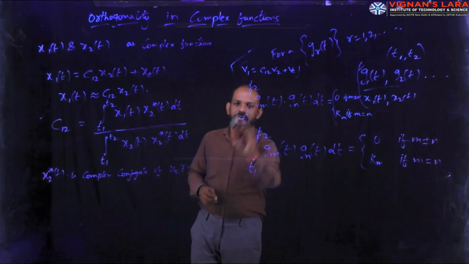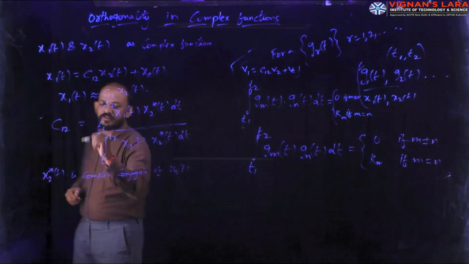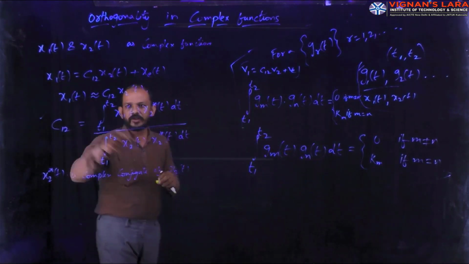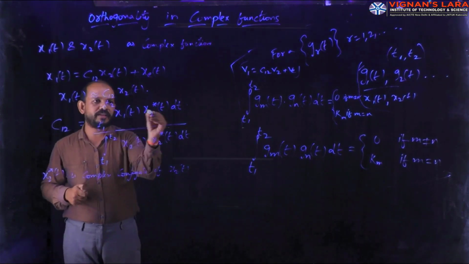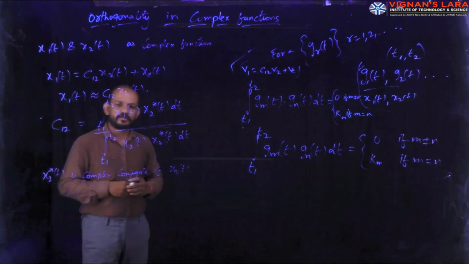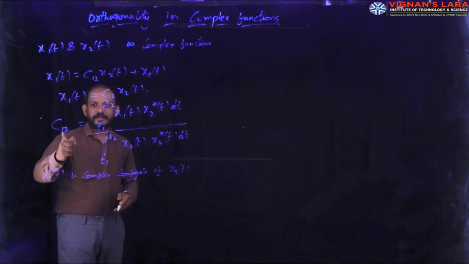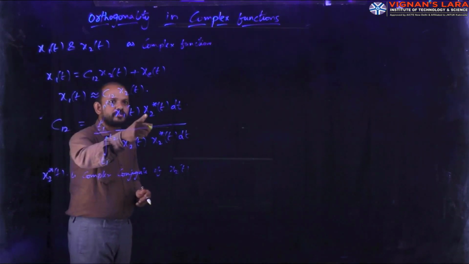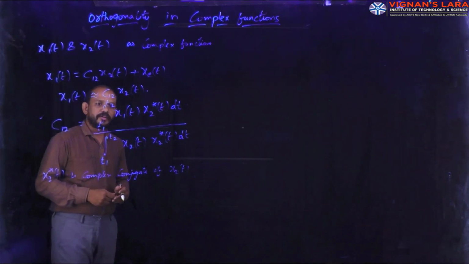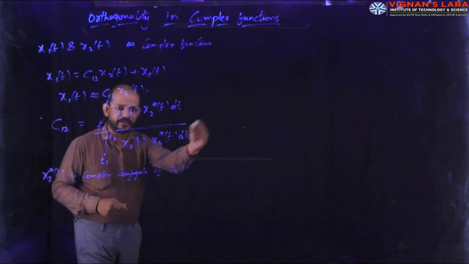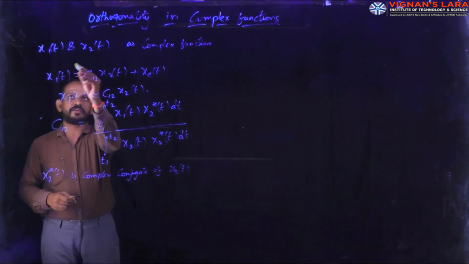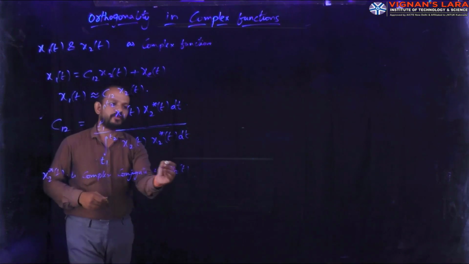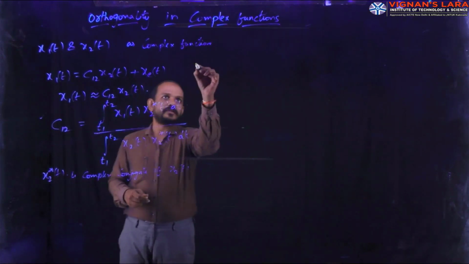But for complex functions, the optimum value of c12 to minimize the mean square error is given by c12 equal to the integral from T1 to T2 of x1 of t x2 star of t dt, divided by the integral from T1 to T2 of x2 of t x2 star of t dt, for complex functions x1 of t and x2 of t, where x2 star of t is the complex conjugate of x2 of t. Okay, now I will ask you a question.